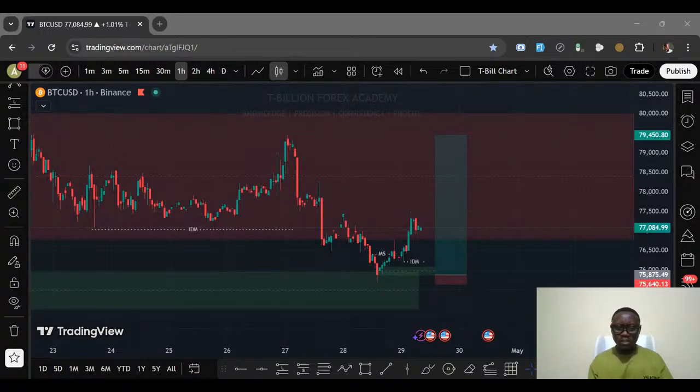And I want to believe this wraps it up for today's market analysis. So as always, our lessons are simple: directional bias first, then your POI, and your entries.